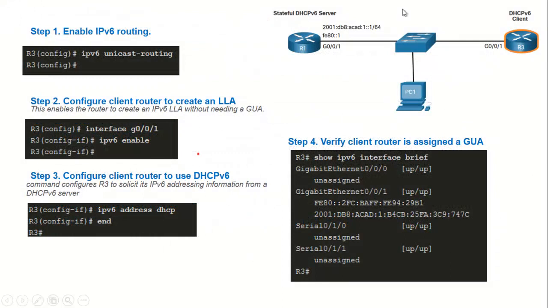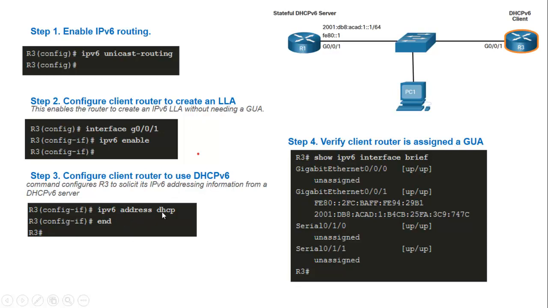So again, the same topology, we are going to configure this client to be a stateful DHCP version 6 client. First step, enable IP version 6 routing. Second step, configure the client router to create a link-local address. So interface G0/0/1, IPv6 enable. Step 3, configure the client router to use DHCP version 6.